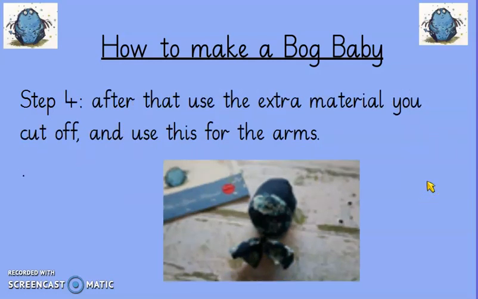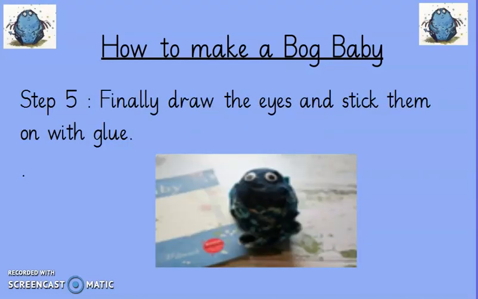Step number 4. After that, use the extra material you cut off and use this for the arms. It's a little bit tricky to see mine on here, but you can add your arms on. You can glue those on. Step number 5, finally draw the eyes and stick them on with some glue. And then there you have it, you have made your Bog Baby.